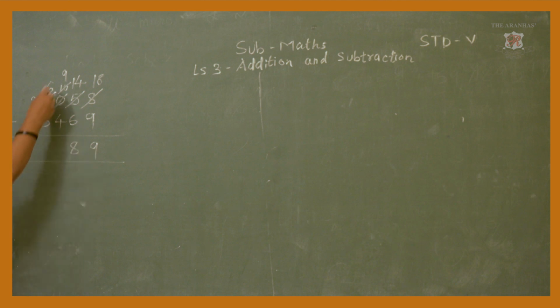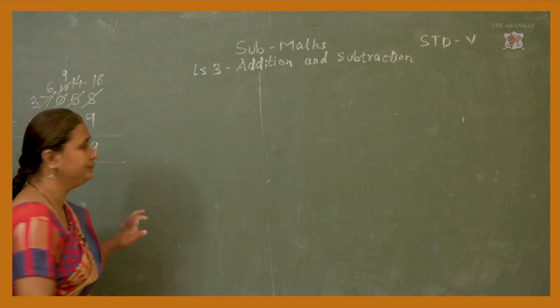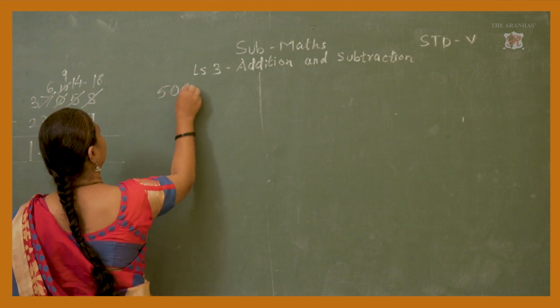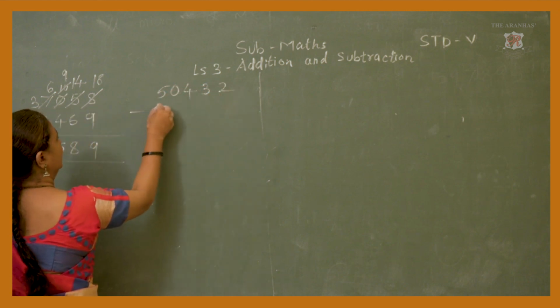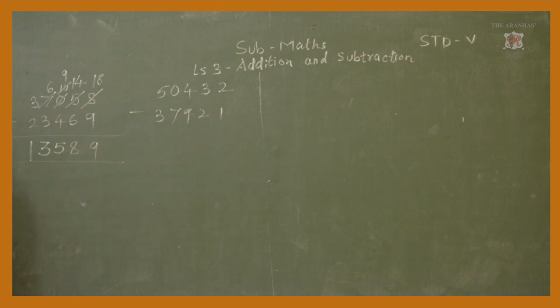Now see here, 9 minus 4, 5. 6 minus 3, 3. 3 minus 2, 1. Understood? Be careful when you are doing the subtraction of this type of numbers, when there comes a 0 in the number. Now take the next number like that: 50,432 minus 37,921.